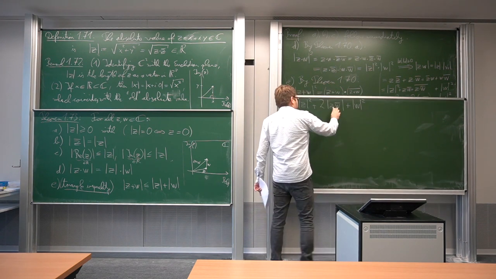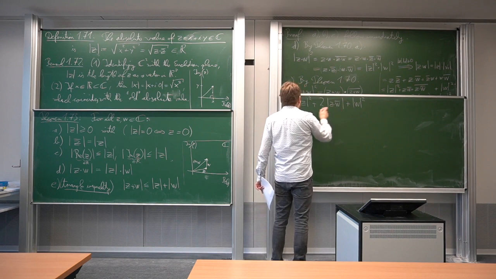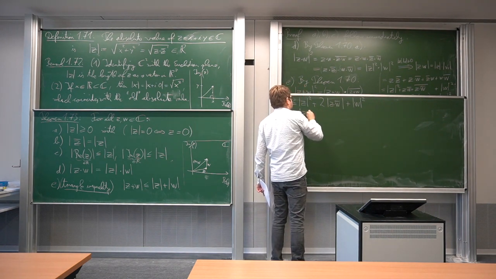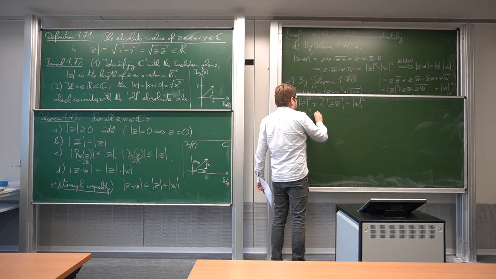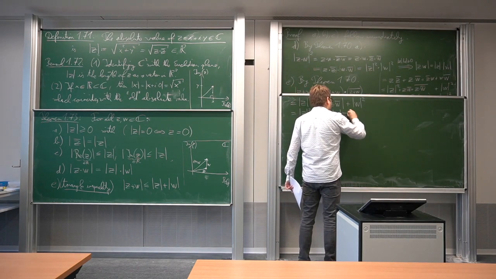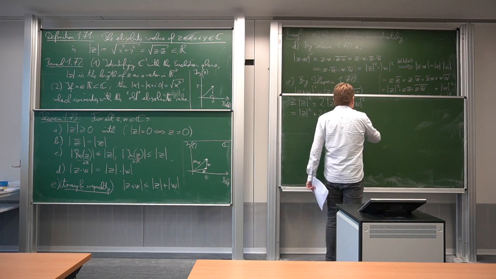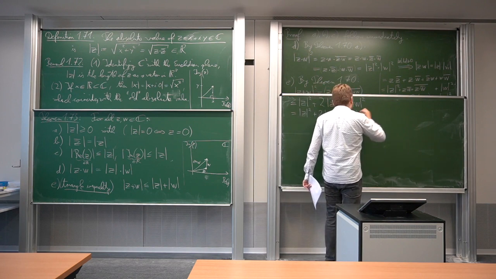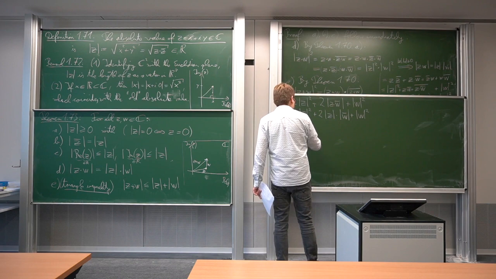Okay, now here we can again use the compatibility with products. So this is the same as the absolute value of z squared plus 2 times the absolute value of z times the absolute value of w bar plus the absolute value of w squared. And now probably some of you can see where this is going.